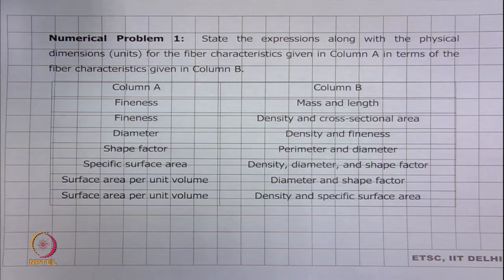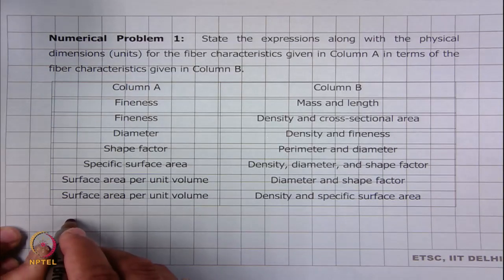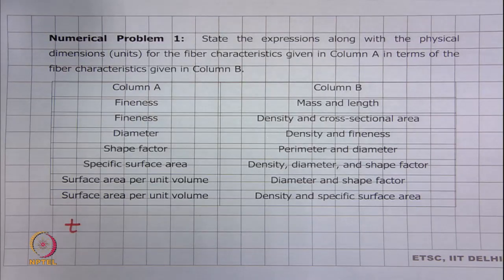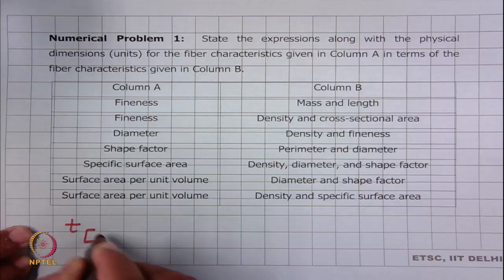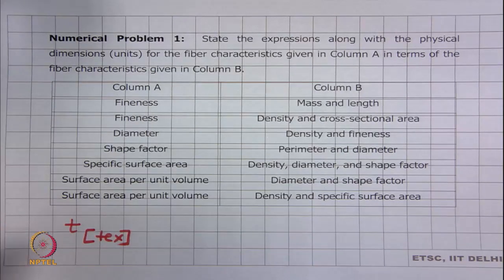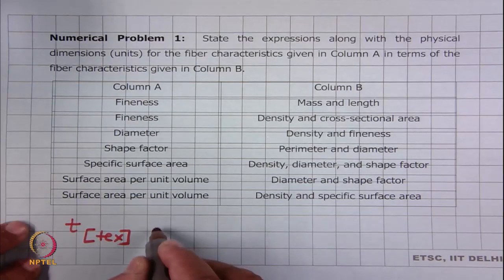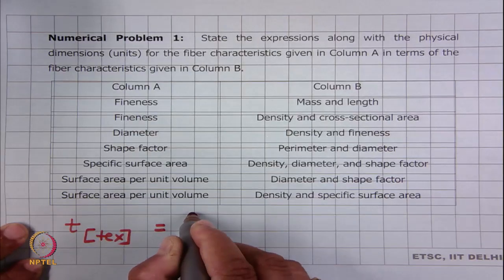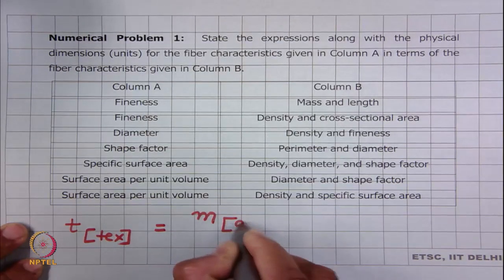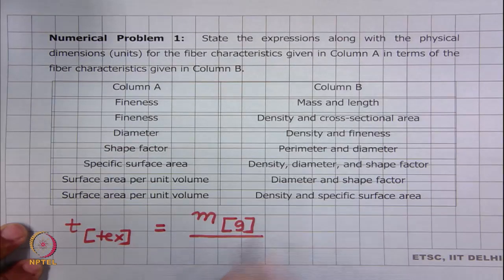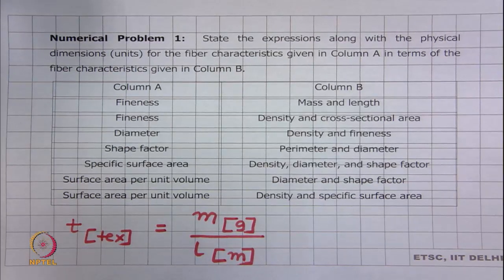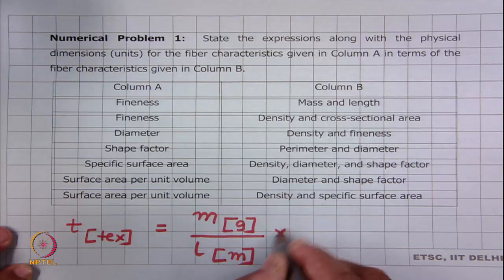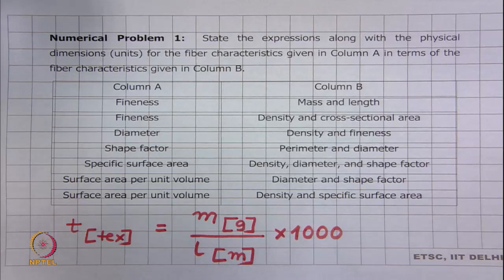So, what is fineness? Fineness, we have used the symbol T, is often used in terms of tex. Tex is equal to mass, let us express mass in terms of gram, divided by length. Let us express length in terms of meter. So, in order to balance both sides, you have to multiply by 1000.